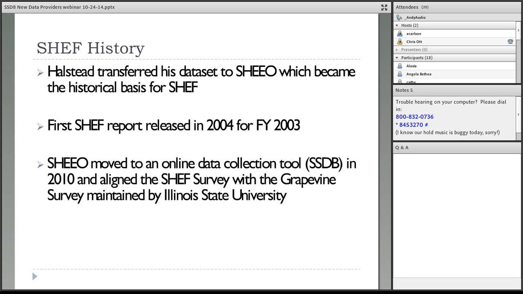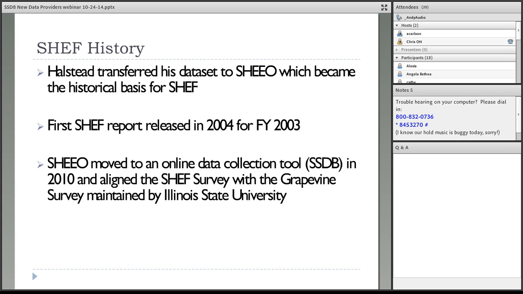And then, as I mentioned a minute ago, the first SHEF report was released in 2004 for fiscal year 2003. A lot of the credit goes to David Wright, who's now with the Tennessee Higher Education Commission. He was an analyst at SHEEO at the time, and he really undertook and led that project, developed some of the adjustments that I'll talk about, figured out what data to collect, and did a lot of pretty rigorous analysis to scrub and clean the Halstead data and make it longitudinally accurate with the data that we were going to begin collecting through this process.